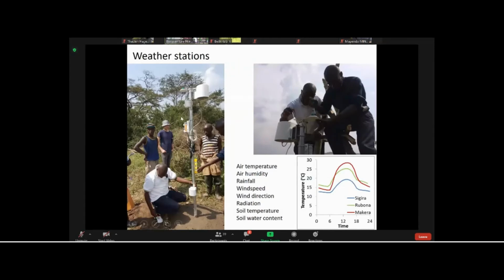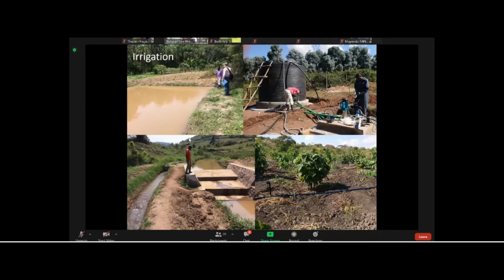Those are some infrastructure. This is the weather station where we measure air temperature, air humidity, rainfall, wind speed, and wind direction, radiations, and soil temperature and soil moisture content. As I told earlier, this is the infrastructure for irrigation, where we capture water from here, and the water can reach the site from the tank, which the water reaches by generator and the pumps.